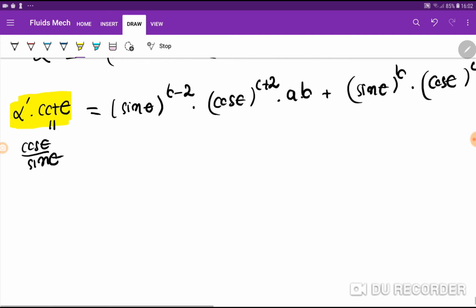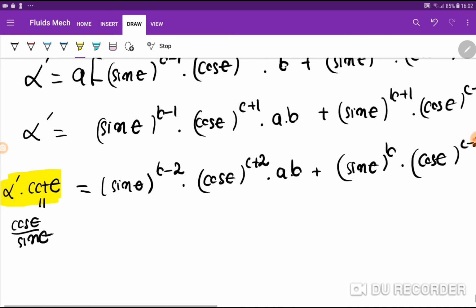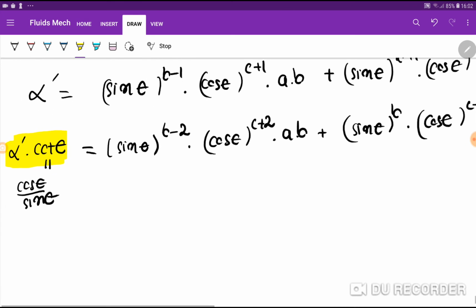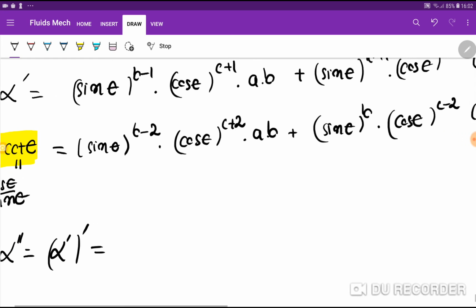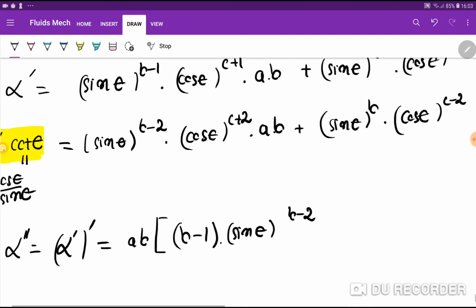All right, now let's find a beast. Okay, actually, the beast is not bad. Look at alpha prime. So now alpha 2 prime is alpha prime, right? So I'm going to put this aside. What do we have inside? We have b minus 1 times sine theta times b minus 2, and then times cos theta.